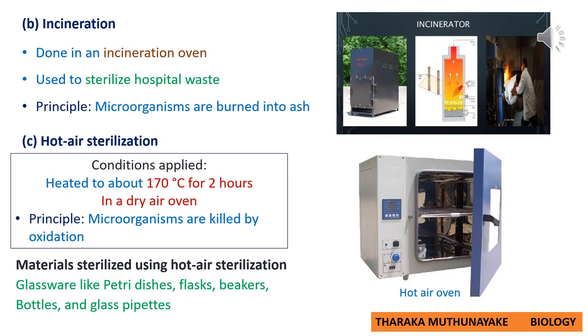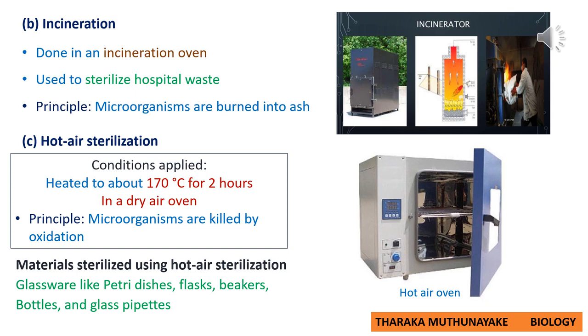The second method of dry heat sterilization is incineration. Simply, an incineration oven is used here, which is used to sterilize hospital waste. You can observe there's a diagram in this slide. So which principle is applied in incineration? As in direct flaming, here also microorganisms are burned into ash. Okay, then we will move to the third method of dry heat sterilization, that is called hot air sterilization.